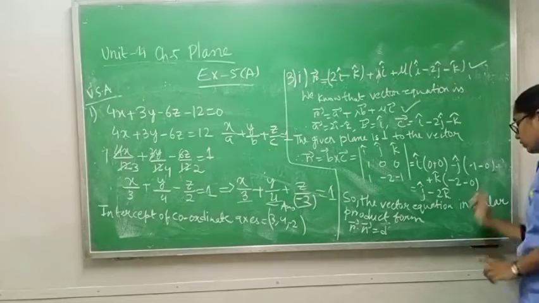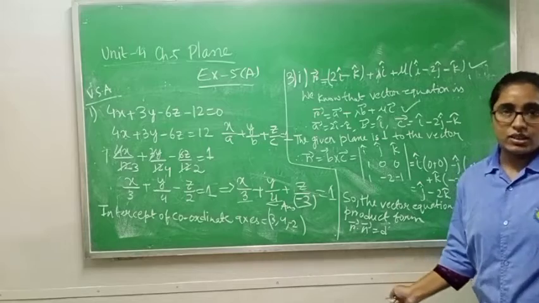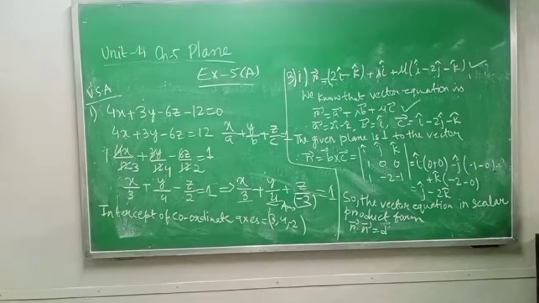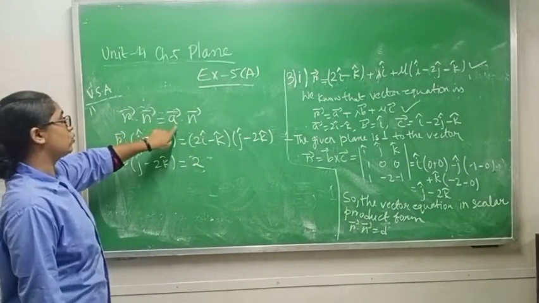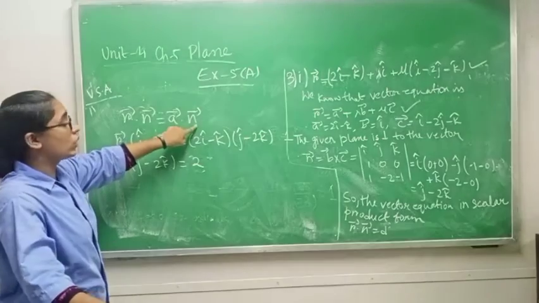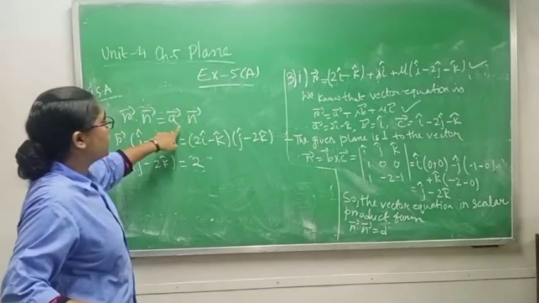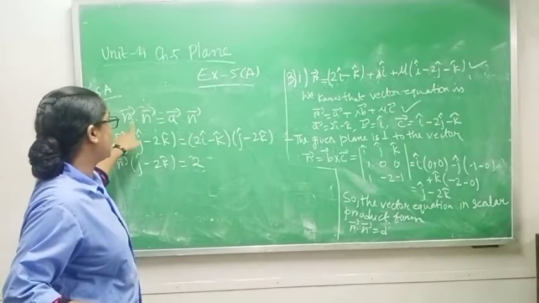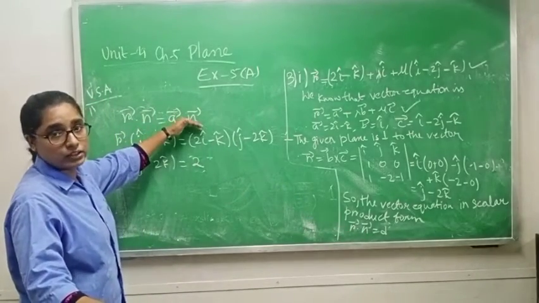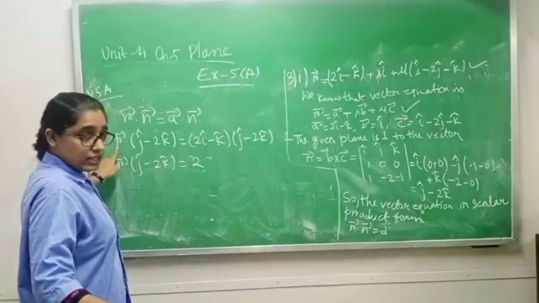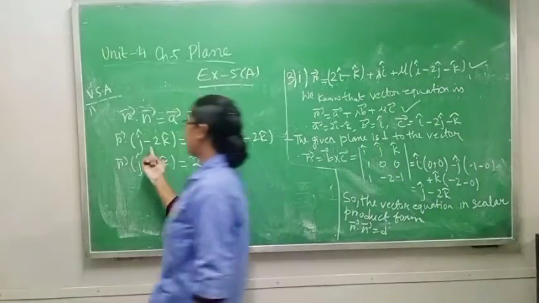So the vector equation in the scalar product form is r vector dot n vector equals d. Now in place of d, you can write r vector dot n vector equals a vector dot n vector, because there is a relation between r vector dot n vector and a vector dot n vector. Now r vector you write as it is. N vector you are getting as j cap minus 2 k cap.